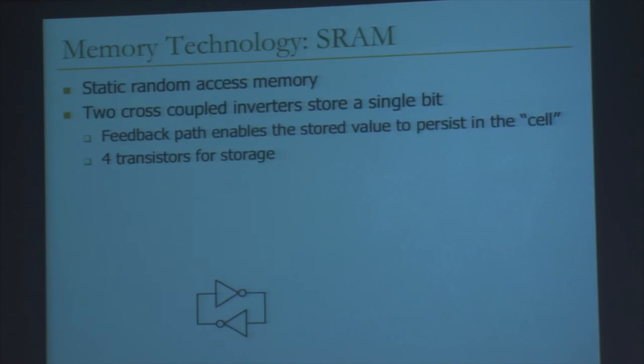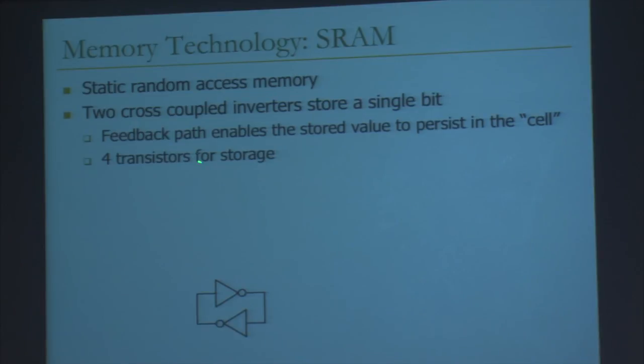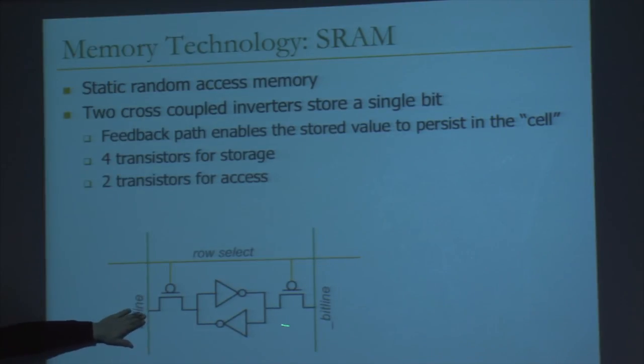The other technology that's most commonly used today is SRAM, static random access memory. This consists of two cross-coupled inverters that basically trap the charge over here and store a single bit. This feedback path enables the stored value to persist in the cell as long as you have power on. And you have four transistors for storage. Basically, each of these has two transistors. But you also need to access them. And to be able to access them, usually what happens is you have two transistors that enable the connection of either side of this cross-coupled inverter to a bit line.